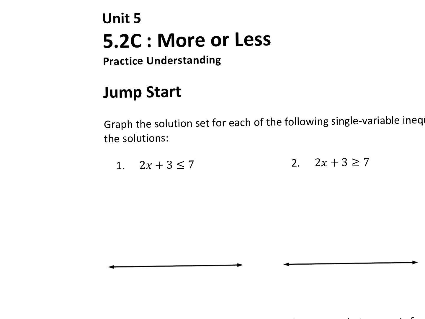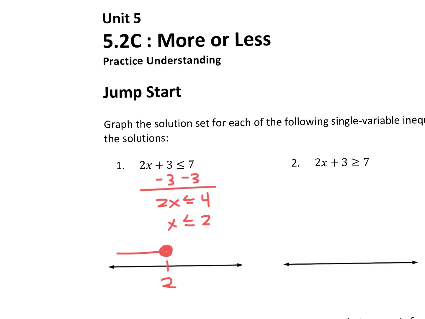Okay, so this first one we need to subtract 3 from both sides and then divide everything by 2. We get x is less than or equal to 2, so I'll put a 2 here, I'll put a closed circle, and I'll go left.